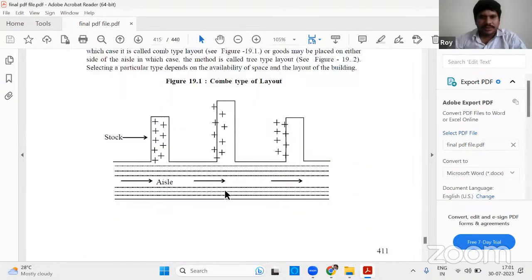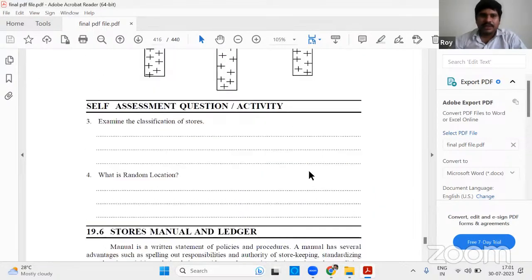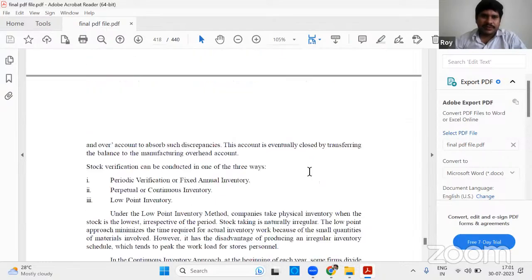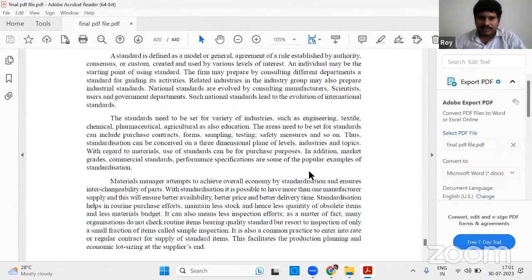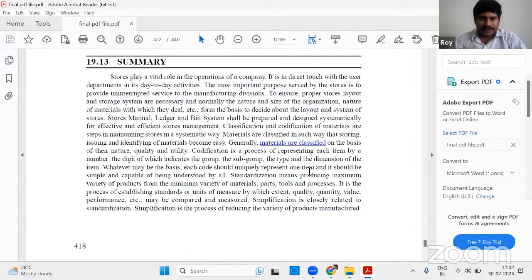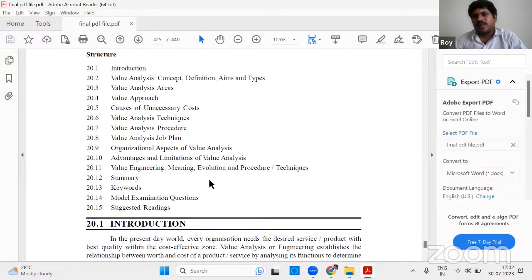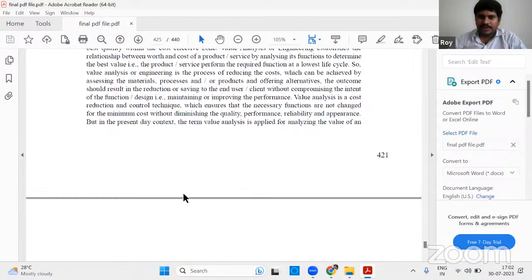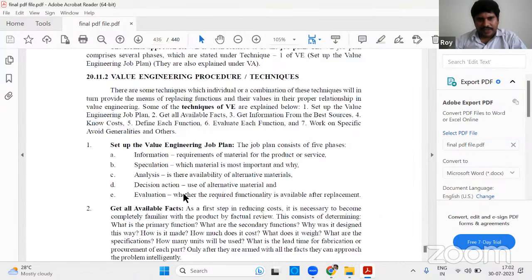tell you that now. This is the stores layout. Combined layout, tree type layout, stores efficiency, classification, codification, easy only, as I told you, standardization, simplification, that is also easy to understand. Value analysis, how you will value that, how you analyze the value of each and every item. Under that, value engineering is also a very important concept. Just go through this, you will understand. Okay, value engineering and this.